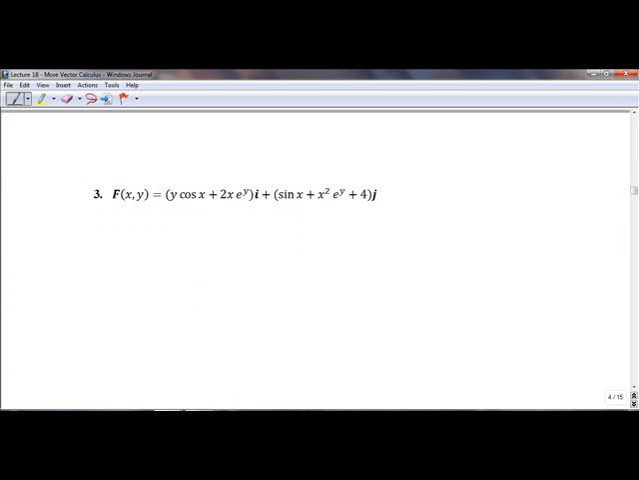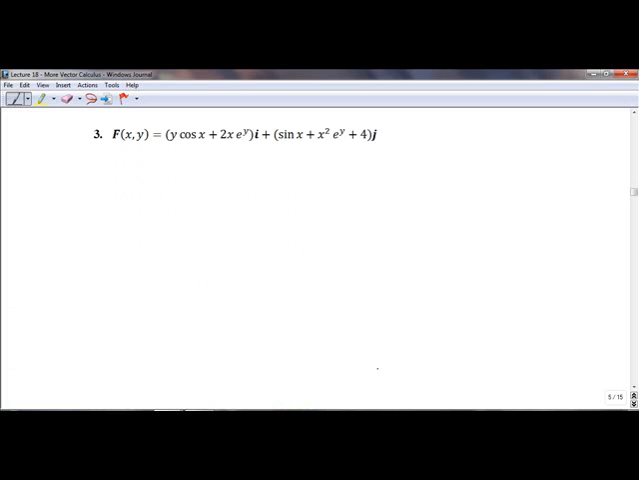Number 3. So remember the steps we are taking? We first have to show that this vector field is conservative, or else we will not find that potential function. Okay? So write down P and write down Q. So P is y cosine x plus 2x e to the y. Q is sine x plus x squared e to the y plus 4. Okay.